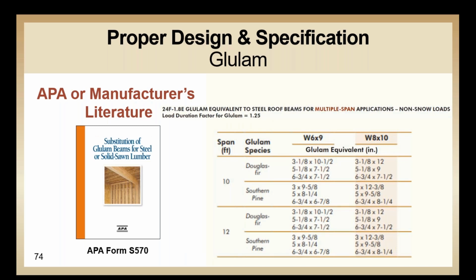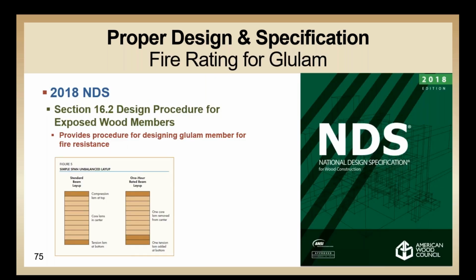APA's substitution of glulam beams for steel or solid sawn lumber provides guidance to assist in the substitution of glulam beams for steel or solid lumber. This publication guides the specifier to select glue-laminated timber beams of equal or greater strength and stiffness that can often be substituted for sawn lumber or steel beams that may be sized through other accepted published span tables or for these products that are published in the IRC. I would like to point out that the 2018 NDS provides a procedure for designing exposed wood members for fire resistance, which is applicable for glulam beams.